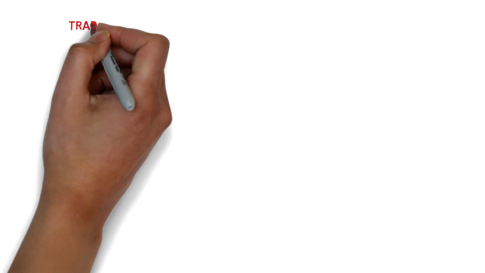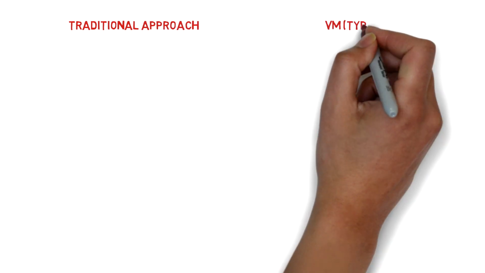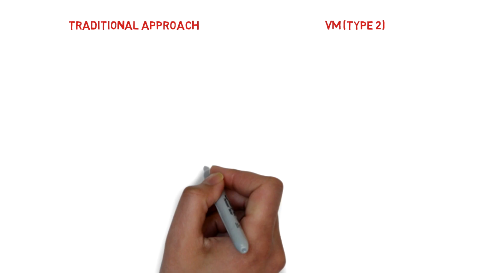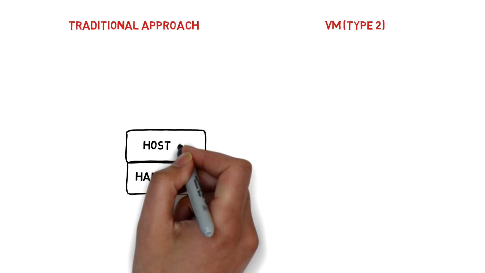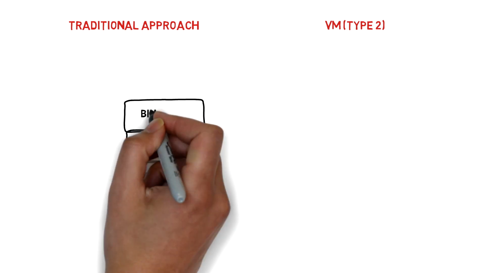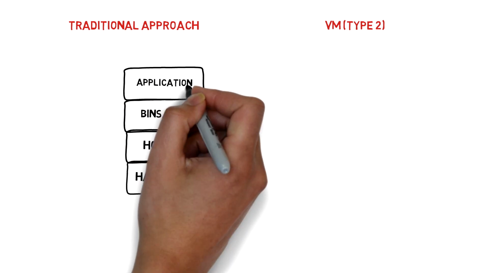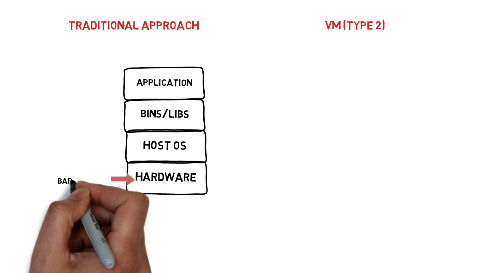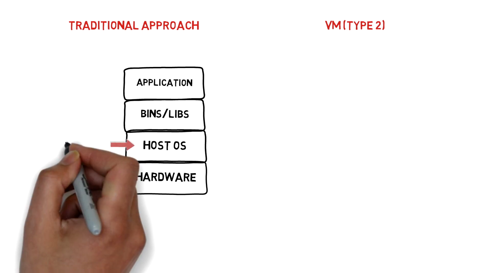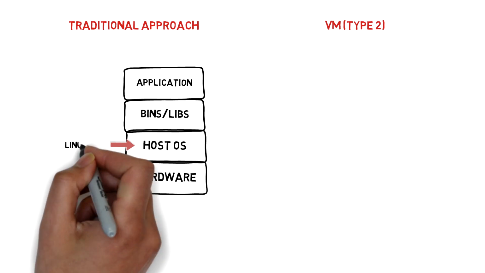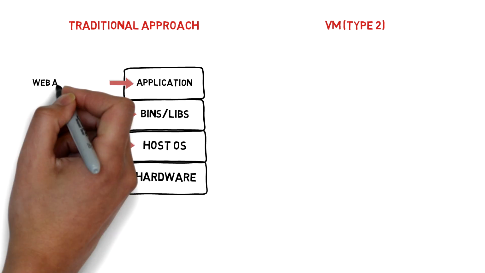Let's look at 4 different approaches to deploying applications. A traditional approach is, of course, you always start with a server on which you install operating system, and then you install the required binaries and libraries, and then you deploy your application. An example of such architecture could be a bare metal server on which you install a Linux operating system like CentOS, then you install a web server like Tomcat, and then you deploy a web application.